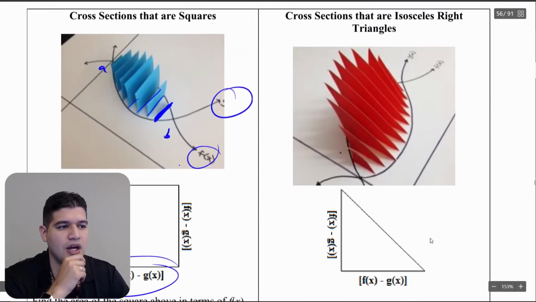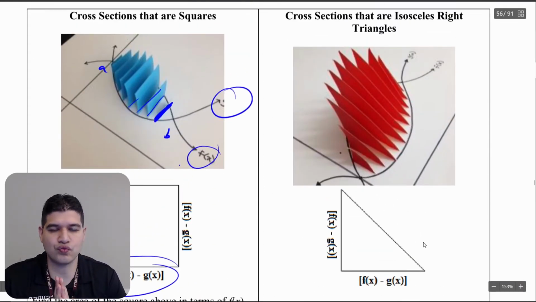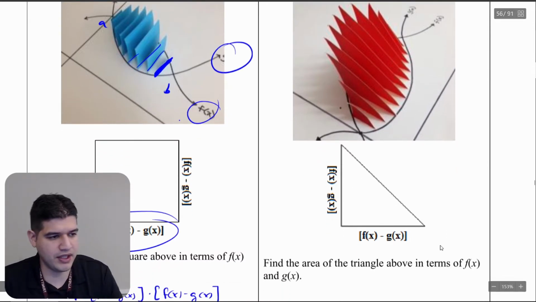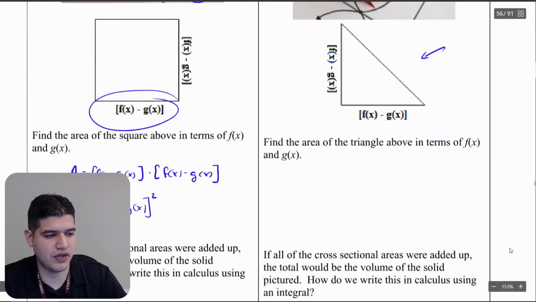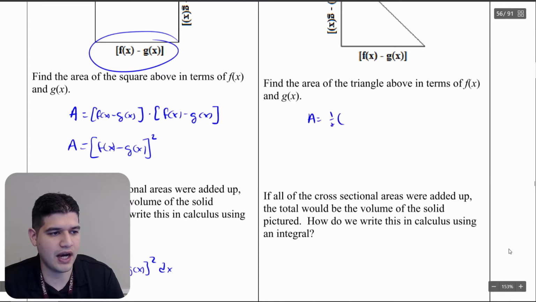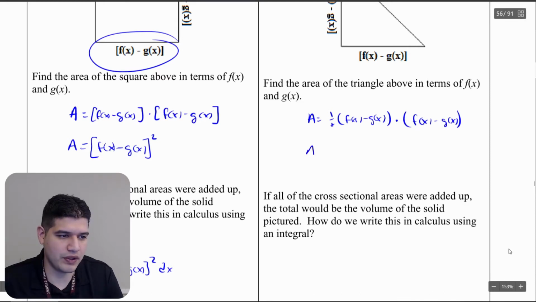In this case, we're looking at isosceles right triangles, something like that shape right here. First we want to find the area of this triangle in terms of f of x and g of x. The area is 1/2 the base, which is f of x minus g of x, times the height, which is f of x minus g of x. We can simplify this to 1/2 f of x minus g of x squared.